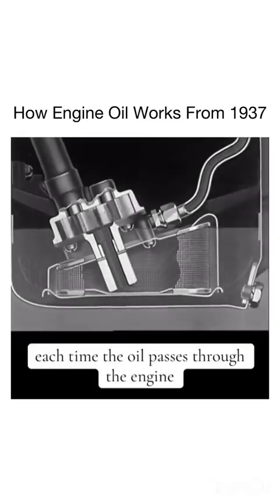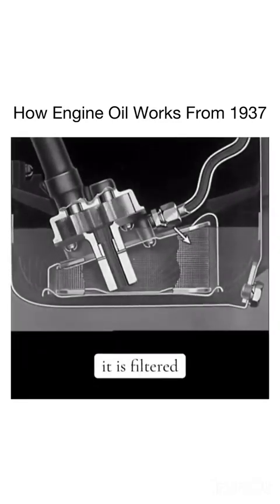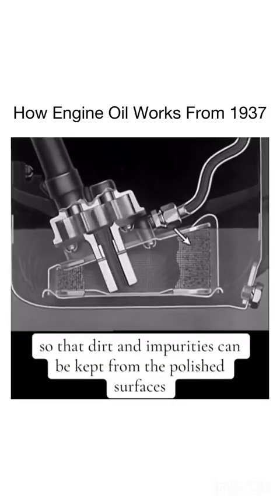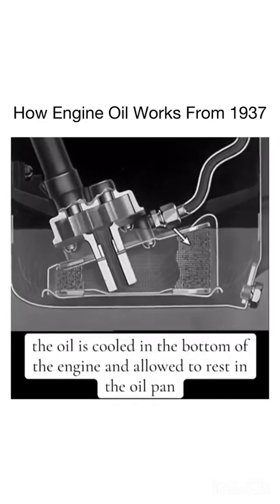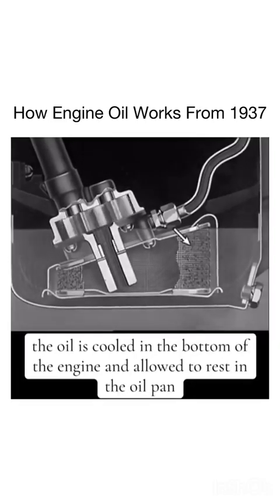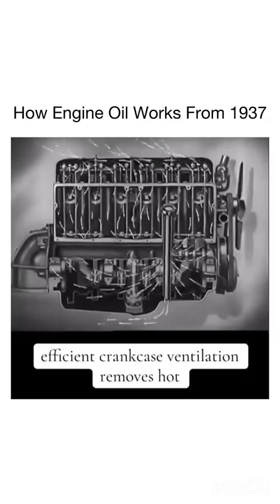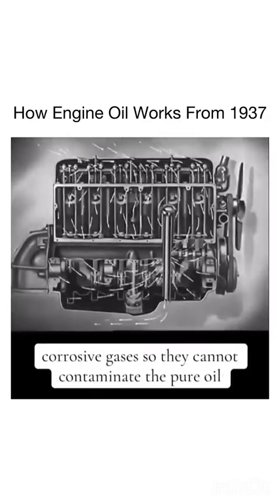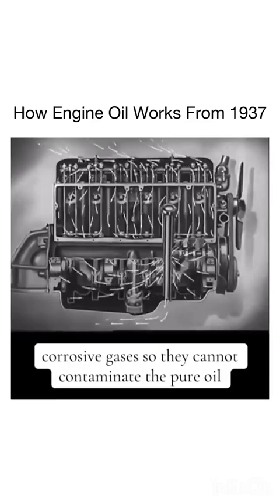Each time the oil passes through the engine, it is filtered so that dirt and impurities can be kept from the polished surfaces. The oil is cooled in the bottom of the engine and allowed to rest in the oil pan. Efficient crankcase ventilation removes hot, corrosive gases so they cannot contaminate the pure oil.